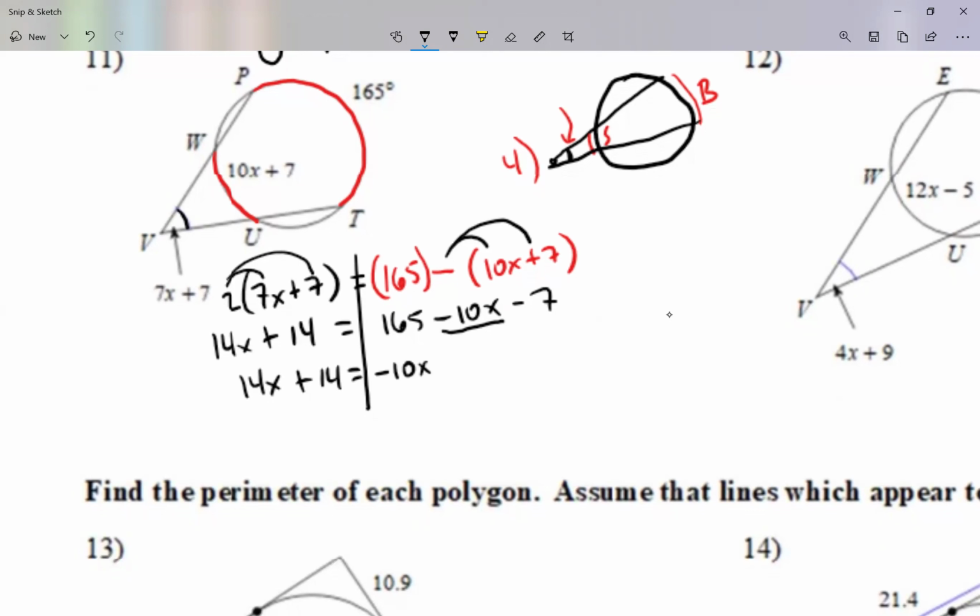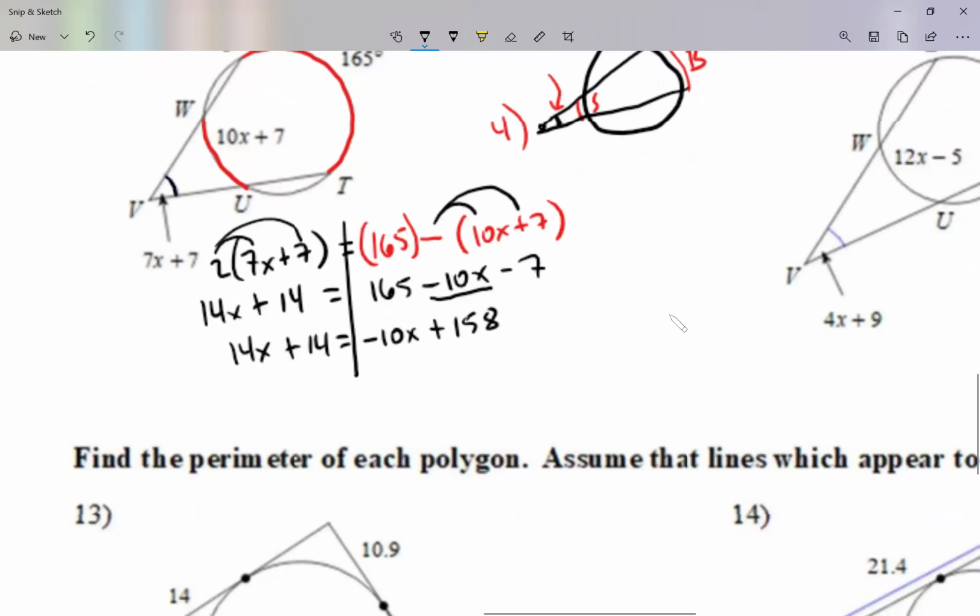Then 165 minus 7. I can combine that. 165 minus 7, I'm going to call it positive 158. Okay, I still want to combine letters or like terms. I see those terms that have an x. There's a 14x on the left side, and there's a negative 10x on the right side.